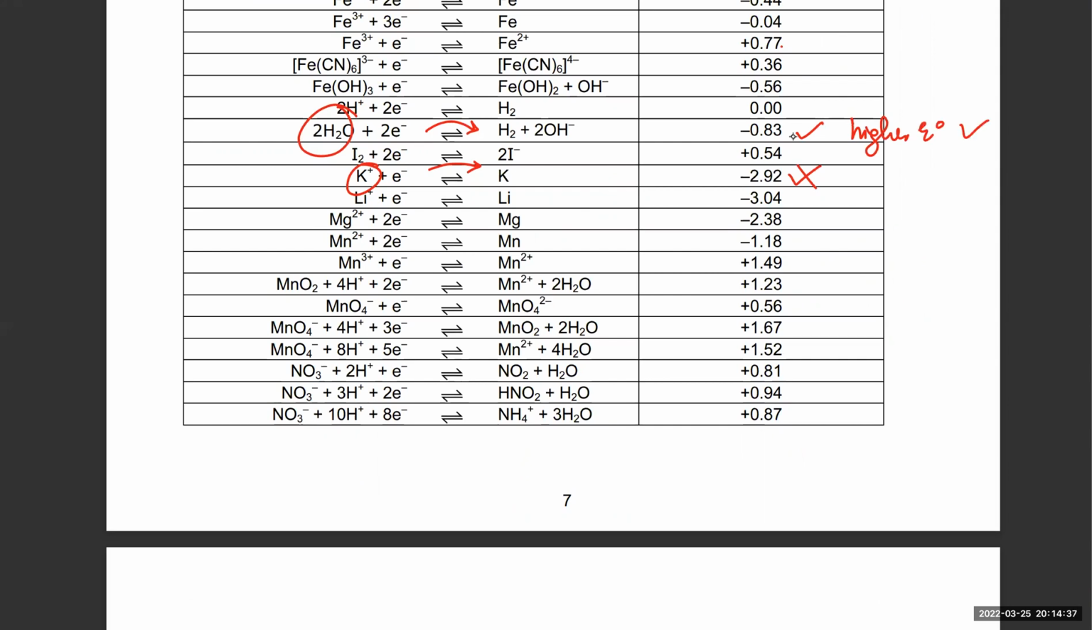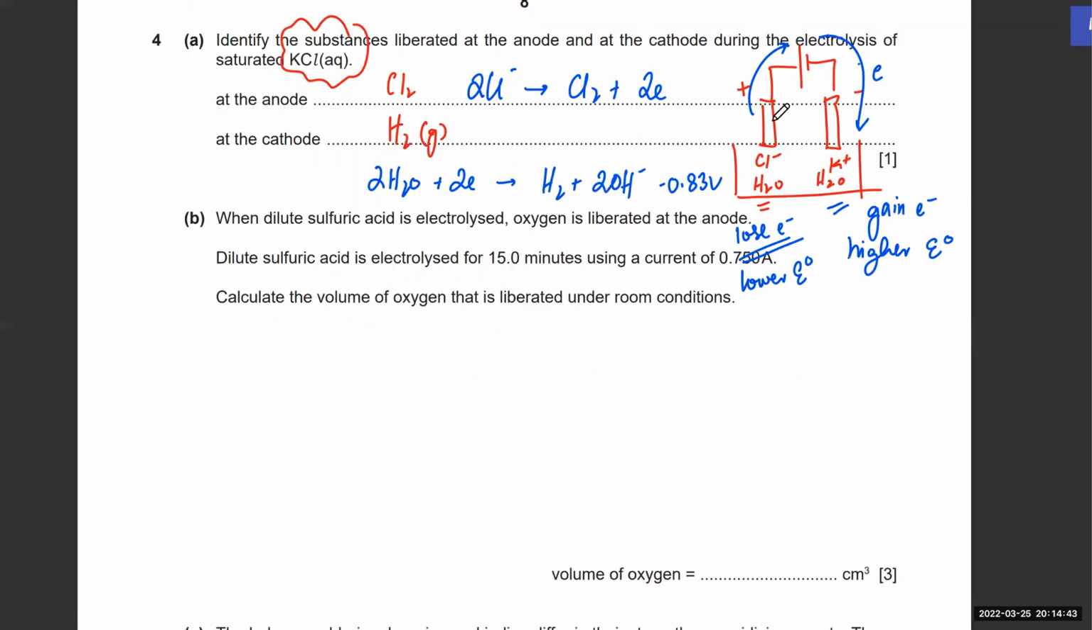So that is the one that gains electrons. So it's water gaining electrons to form H2. So over here, it's water that's gaining electrons. Who loses electrons at the anode? The battery is trying to pull electrons away from it. So you've got Cl-1, you've got H2O.